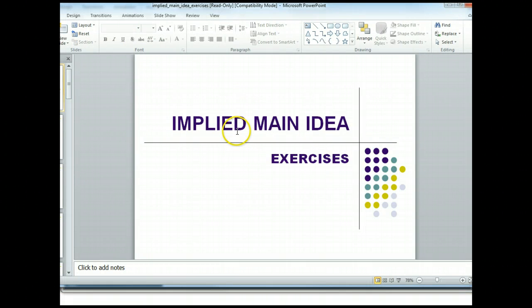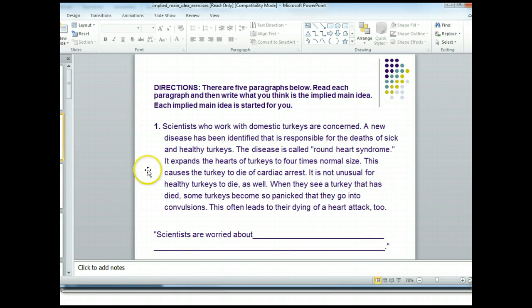And there it is. So I have a bunch of slides here that have different text, and they also give you the explanations. I would really advise you to look at this carefully, because implied main idea is something that is not so easy. So let's look at the first one together.